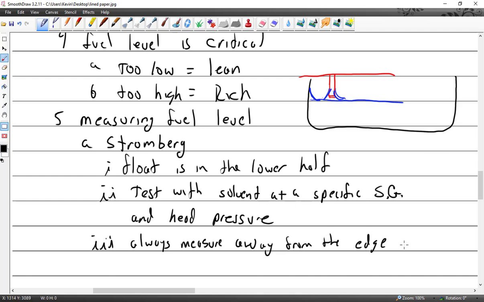Always measure away from the edge. Why? Because it's raised up here on the corner. So if you measure it here, you're going to get a false reading. That would be as crazy as just sticking this in 3 times without changing the... But who would do that?